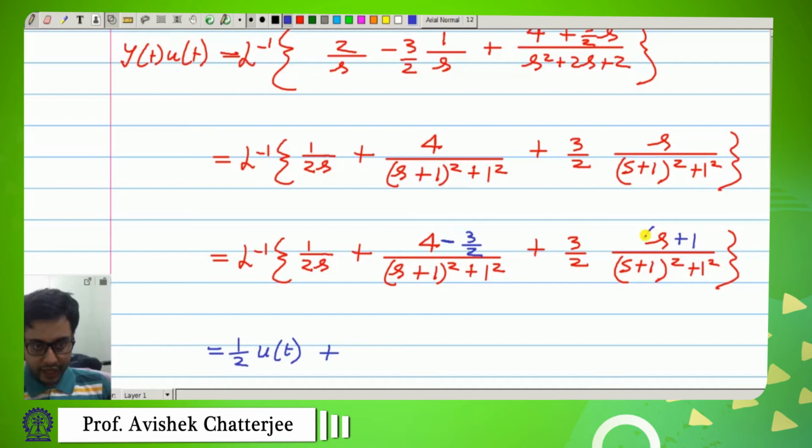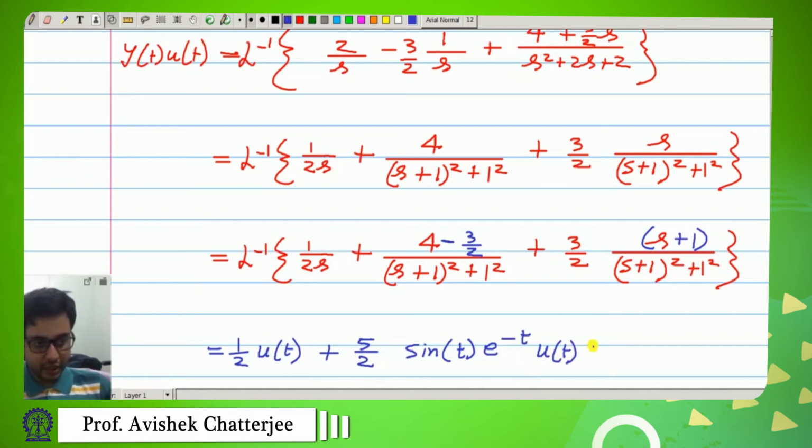Okay, now I can put a bracket here. Now this is (4 minus 3) by 2, that is 5 by 2, and then the Laplace inverse of this will be sine omega naught t, where omega naught is 1, so sine t, multiplied with e to the power minus t, whole multiplied with u(t).